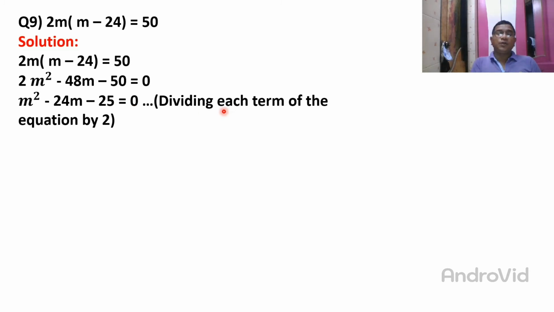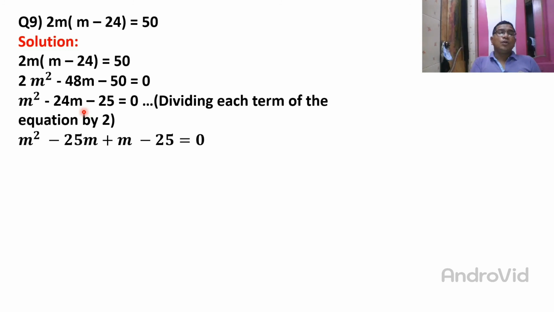Dividing each term by 2. 2m square divided by 2, you get m square. Minus 48m divided by 2: 2 2s are 4, 2 4s are 8, minus 24m. 2 2s are 4, what remains? 1. 2 5s are 10. So m square minus 24m minus 25 is equal to 0. Dividing each term of the equation by 2, we get m square minus 24m minus 25 is equal to 0.